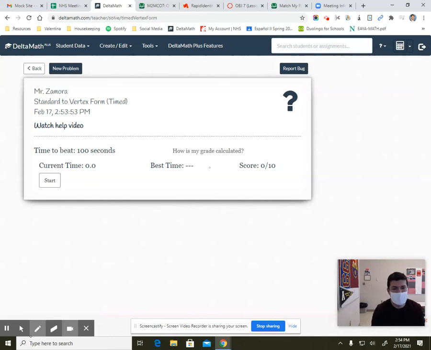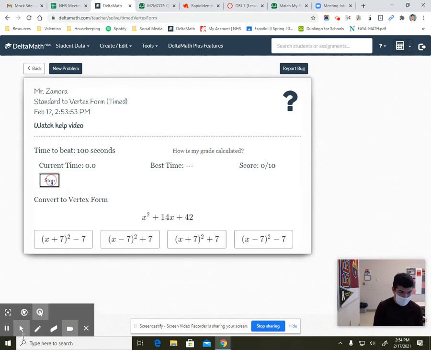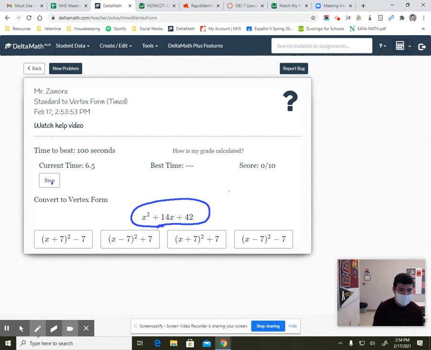Hey guys, so I'm just gonna try out a little bit of this Delta Math. So here is trying to go from standard to vertex form on a time trial, all right? So if I'm looking at x squared plus 14x plus 42, I am gonna say x squared plus 14x. I'm gonna move my 42 over here, and I'm gonna try to complete the square for 14x.